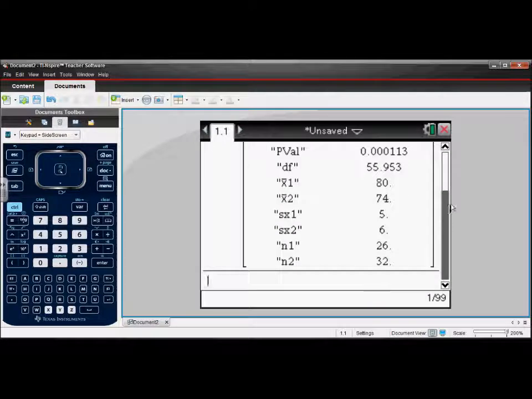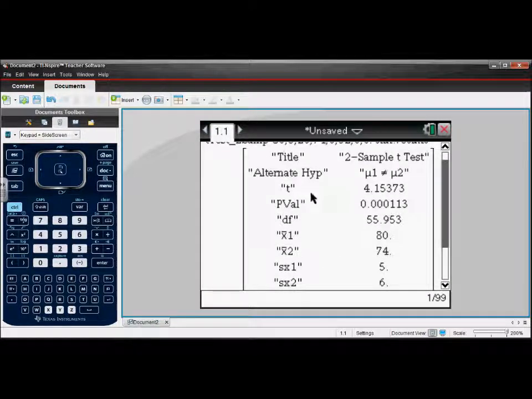And now what I have is the t-value that I had gotten in the previous one, 4.15. Here's my p-value of 0.0001. Okay, it already did what it needed to do. So the notation of 2 times the probability of t being greater than 4.15, that equals this number here. So it's already taken care of for you. Here's the exact degrees of freedom, 55.953. All I really did was just round it up.